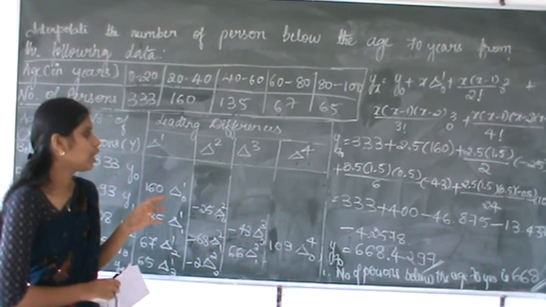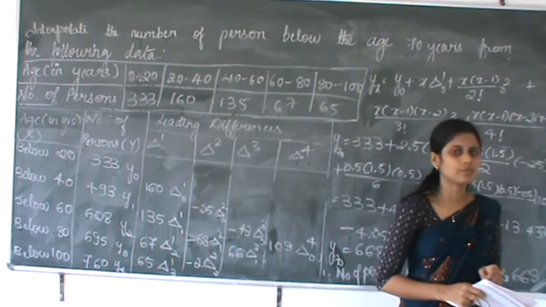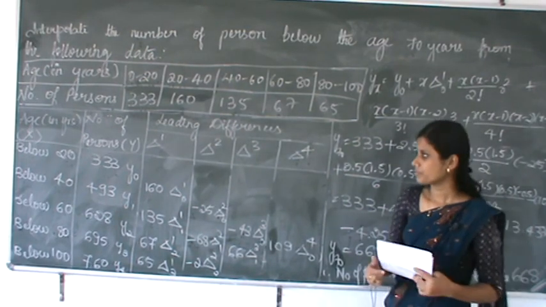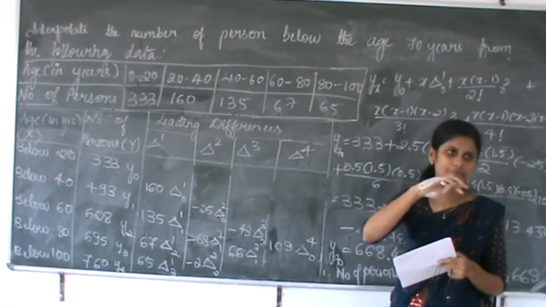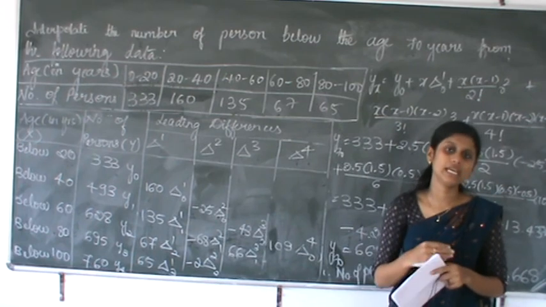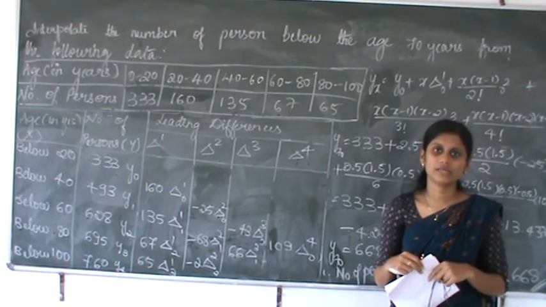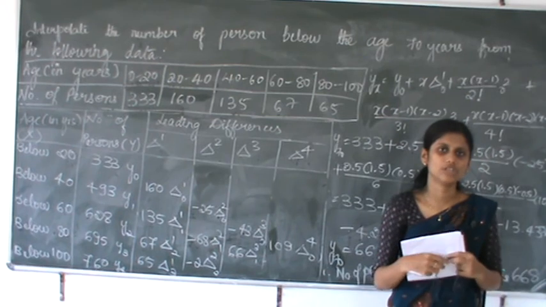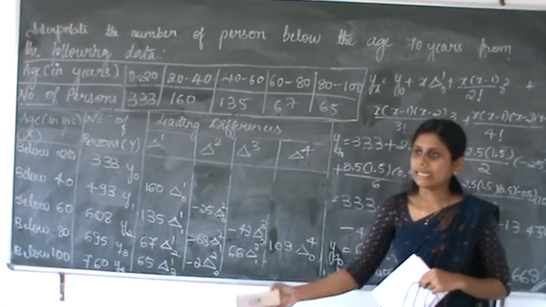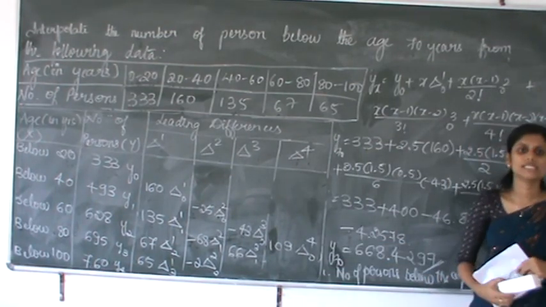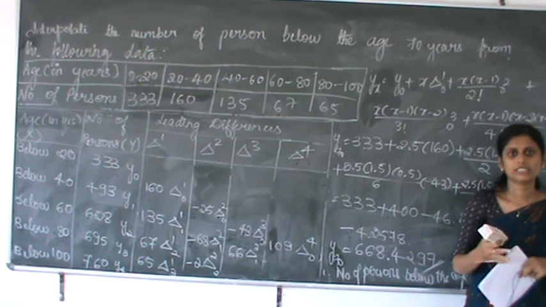So this is how you solve the problem when class intervals are given. On the basis of the question asked, you convert the given frequency table into a cumulative frequency table. If below is asked, use the less than cumulative frequency. If above is asked, consider the more than cumulative frequency table, and on that basis solve the problem. This is how you solve different types of problems under Newton's advancing difference method. So here your fourth chapter ends.